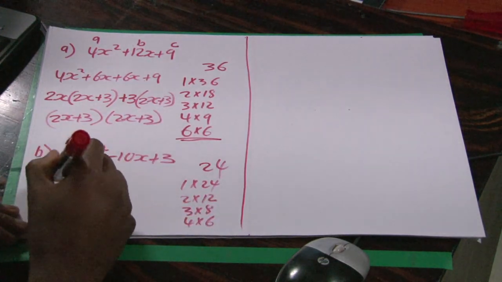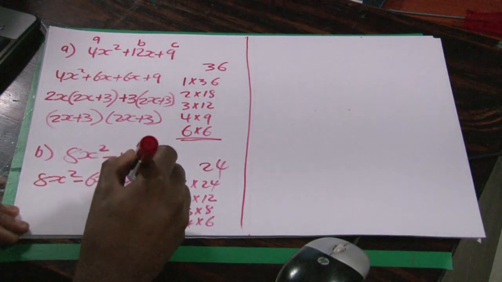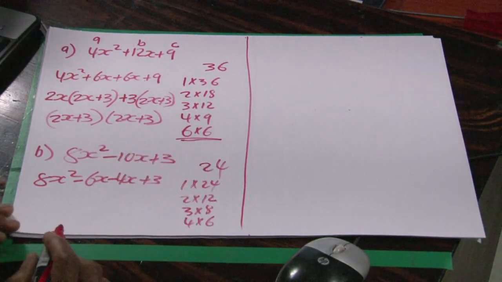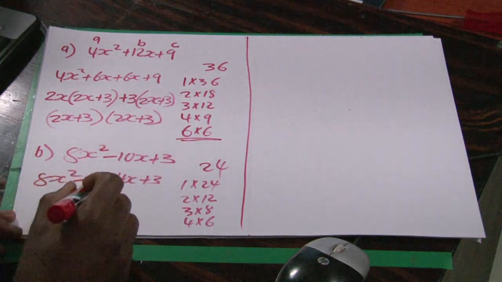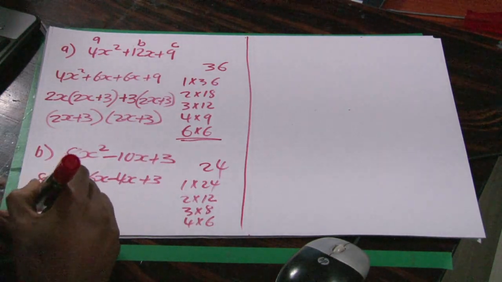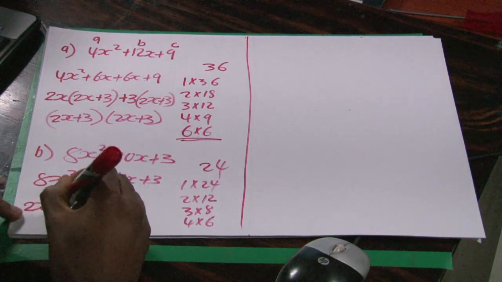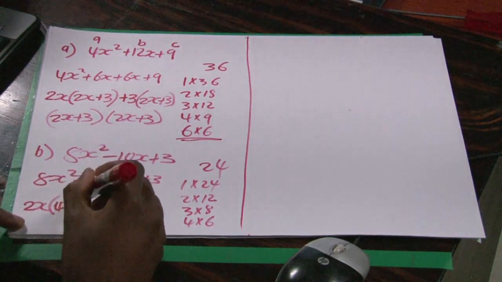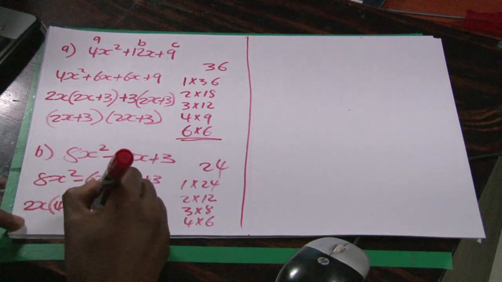So we have 8x squared minus 6x minus 4x plus 3. That's what we are factorizing. What's common here? You can divide both of them by 2. Like 8 divided by 2, then that divided by 2. So by 2x. 8x divided by 2x, you have 4x left. Then minus 6x divided by 2x, you have 3.